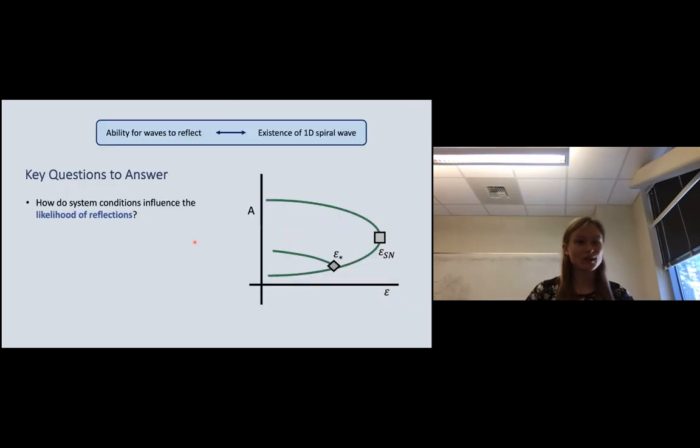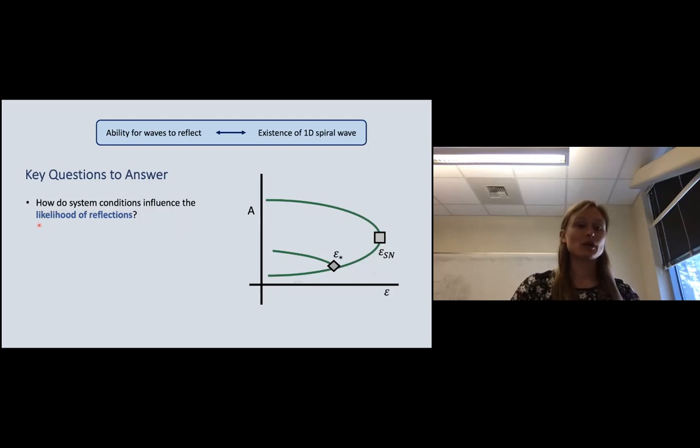And so there are still a lot of open questions. Again, the hypothesis and the assumptions we're working with are that the ability for waves to reflect is really linked to the existence of this 1D spiral wave. And so the key question that we want to answer is, how do system conditions influence the likelihood of reflections? Ideally for our application, we'd like to be able to remove these reflections completely, because if we could remove reflections, then we could remove these reflection-mediated cardiac arrhythmias.